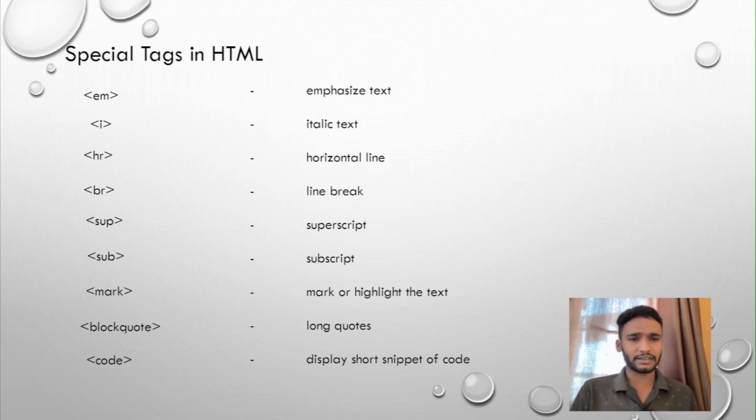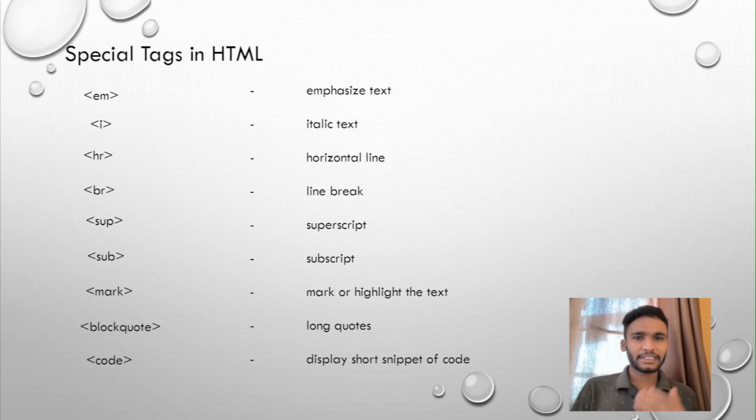Next is horizontal tag. Horizontal tag is used to define a horizontal line. HR is used to define a horizontal line, and BR is used to define a line break, where some space will be given between two lines. Next is subscript and superscript tag. You know about the subscript, which means the text will be a little bit down, and superscript means the text will be up.